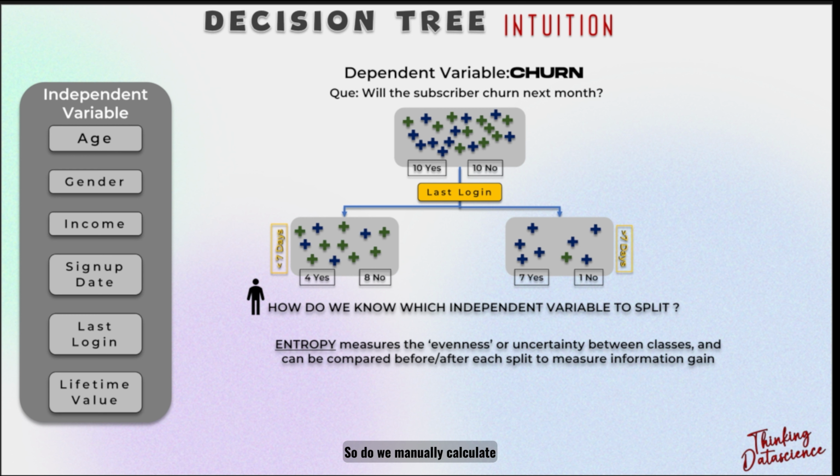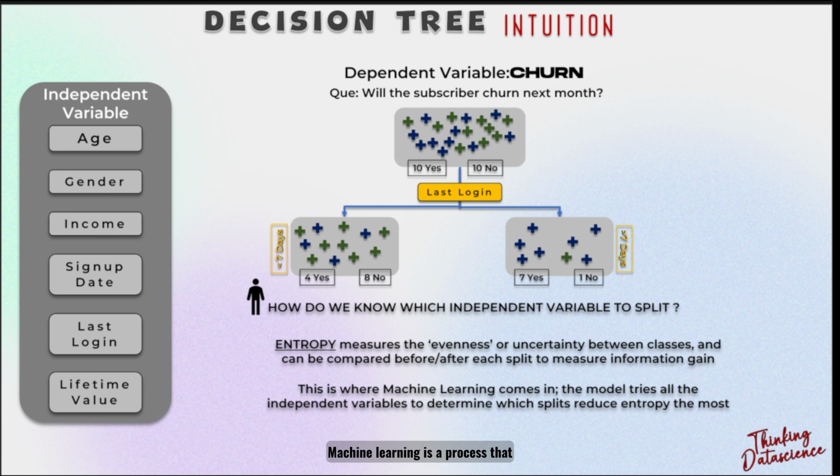So do we manually calculate the entropy for each split? Of course not. Machine learning is a process that involves testing various independent variables against different rules to predict and classify outcomes. The process involves measuring entropy before and after splitting data to determine if the entropy decreases and the certainty of the classification increases, leading to accurate prediction. So let us explore how the entropy is calculated and applied to a full decision tree, not just one split.